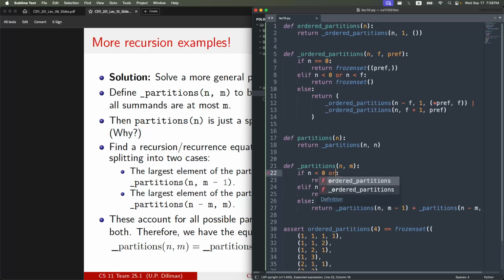I think we need to add a case here. If m is equal to 0 or less, if m is equal to 0, there's no way to partition any n. So let's say if n is positive but m is now equal to 0, then that's not a valid partition because the largest partition size is 0, and that's no longer a valid partition using positive integers. So this makes sense.